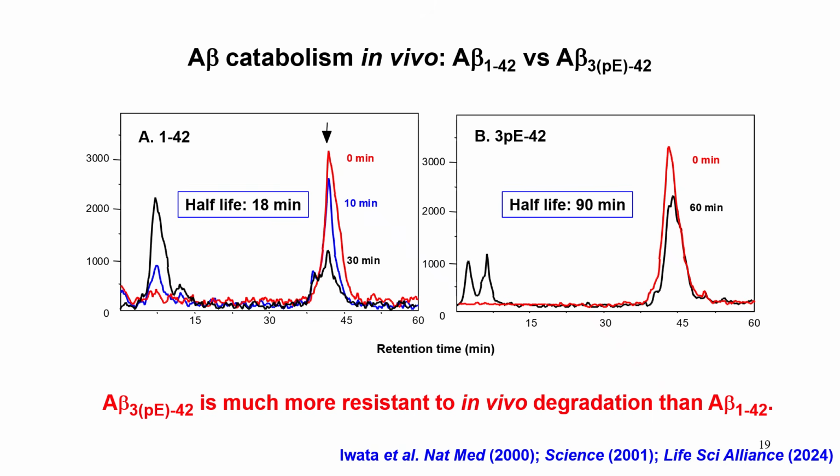Whereas the half-life of Aβ1-42 was about 20 minutes, that of Aβ3PE42 was about 90 minutes. Therefore, Aβ3PE42 is much more resistant to in vivo degradation than Aβ1-42. This, at least in part, accounts for the selective accumulation of Aβ3PE42 in the AD brain.